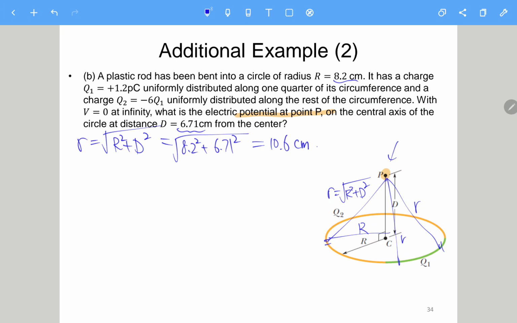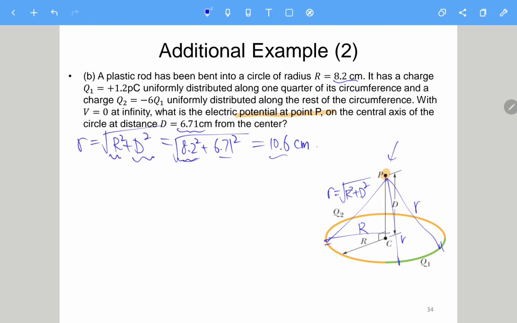10.6 centimeter. Okay, be careful, centimeter is not an SI unit. Later on, you need to change it to 0.106 meter. But for this one, as this is r squared and then take the square root, it should keep the same unit. So here, I just use the centimeter, it is still okay. Otherwise, if you are not sure whether we should change it to SI unit, then you can change it. Then you just use 0.082 squared plus 0.0671 squared, and then take the square root. And then the answer will be 0.106 meter.